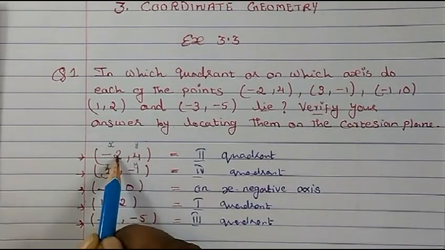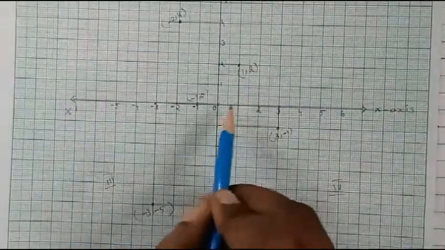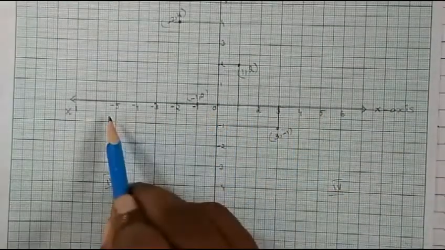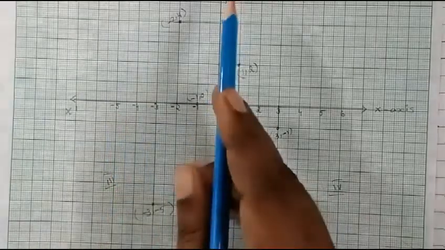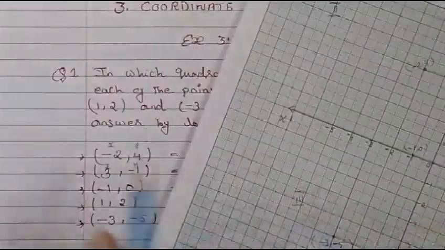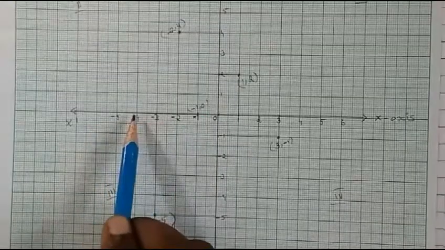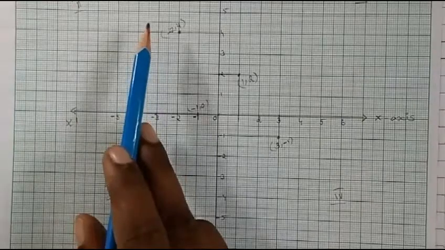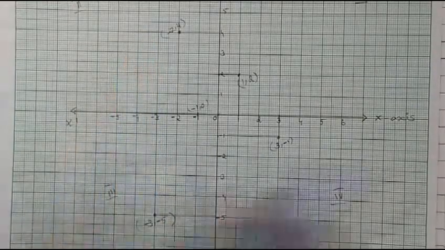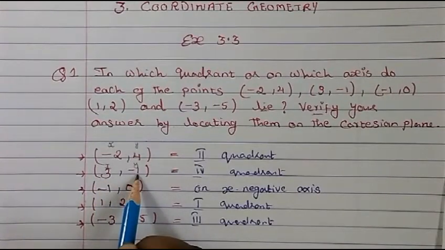So now, even without locating on the Cartesian plane, we can make out the quadrant, because the first is always the x value. So if x is on the negative side and y is on the positive side, we know on the x-axis that the right direction is positive, this is negative, and for y, top is positive, down is negative. So that means minus 2 and 4 will come. X is in this negative direction and 4 is positive in this direction. So it will fall on the second quadrant.